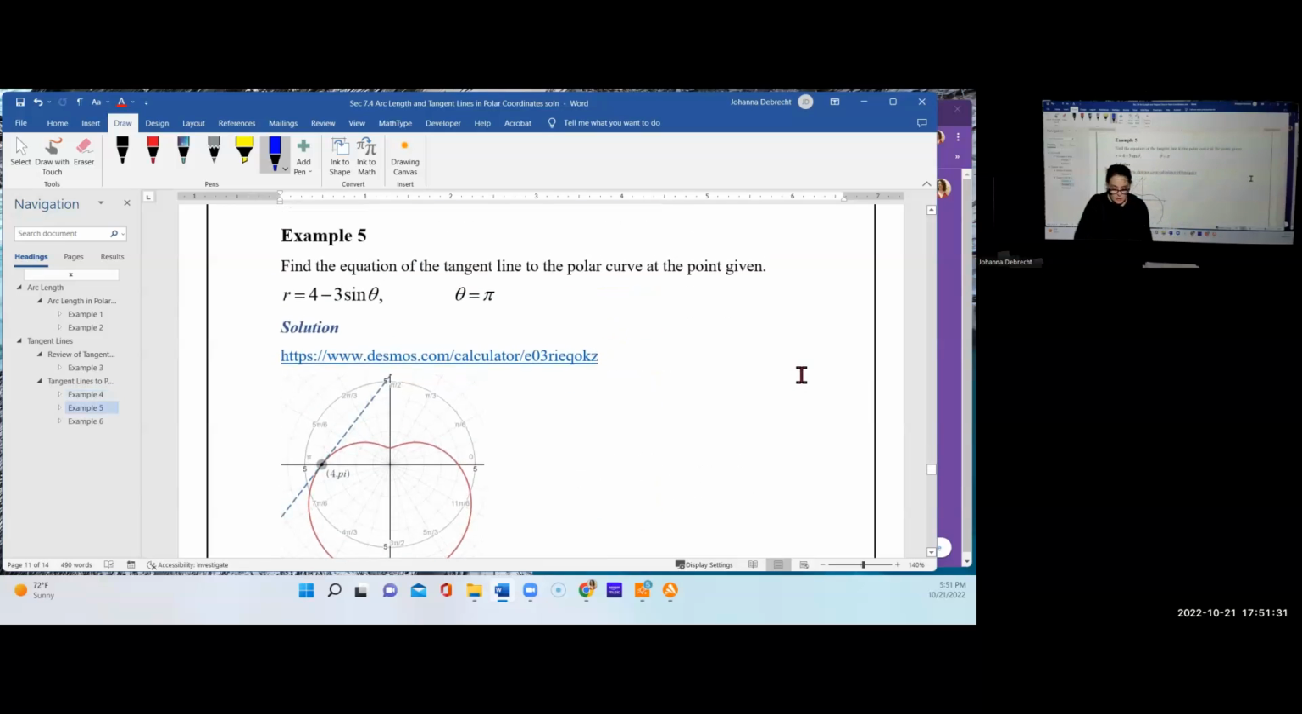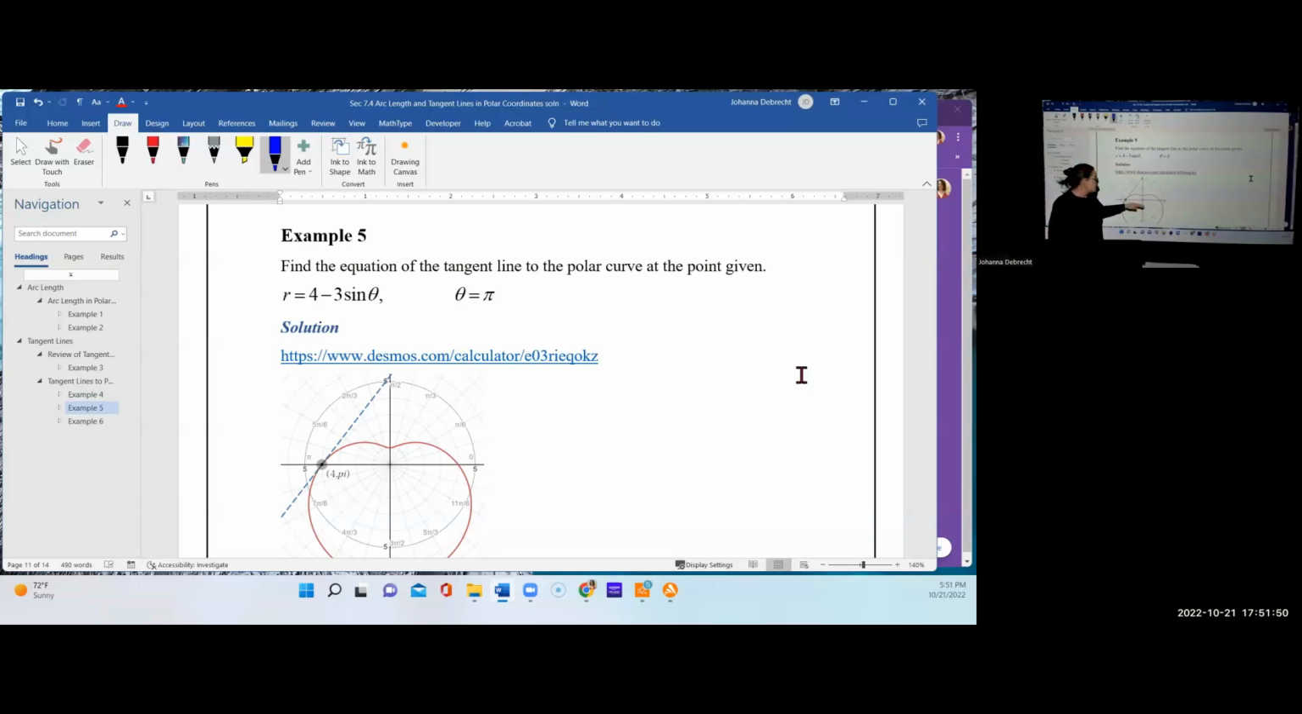Example 5, we have the equation of the tangent line to the polar curve at the point given. So we have 4 minus 3 sine of theta. This is a limacon. It's not a cardioid because these two aren't the same value. It's close, but it's not quite. So it's a dimpled limacon.